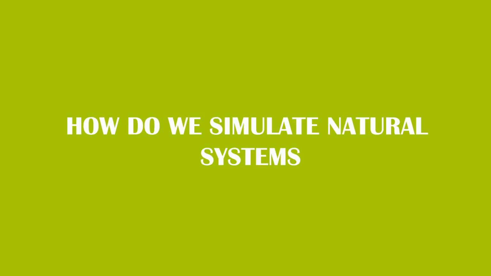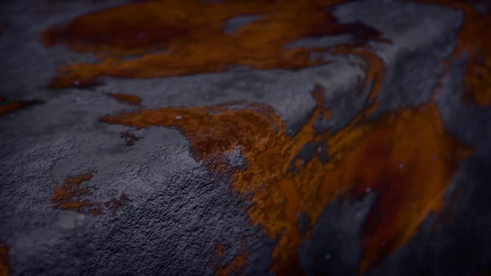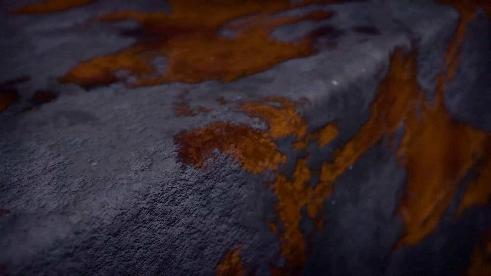Now comes the exciting part. How do we simulate nature itself? Take chemical systems, consider rusting. An iron nail slowly reacts with oxygen and moisture. Iron becomes iron oxide, rust.